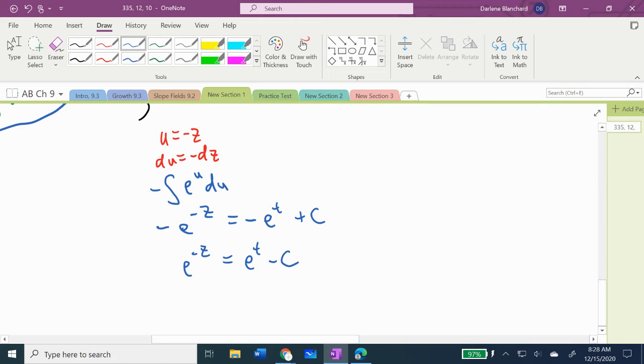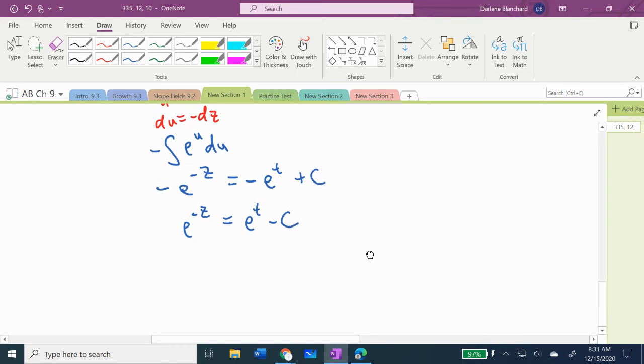And if I want to solve for z, I need to take the natural log of both sides.